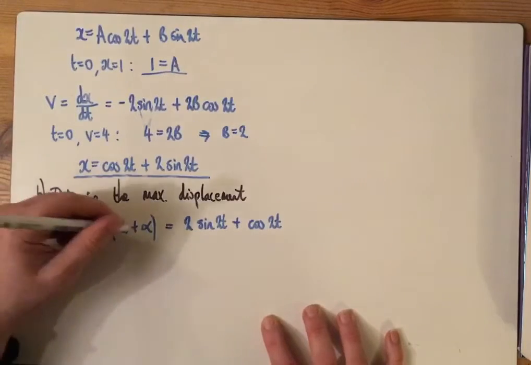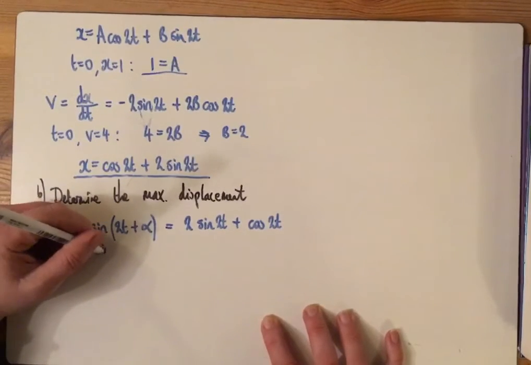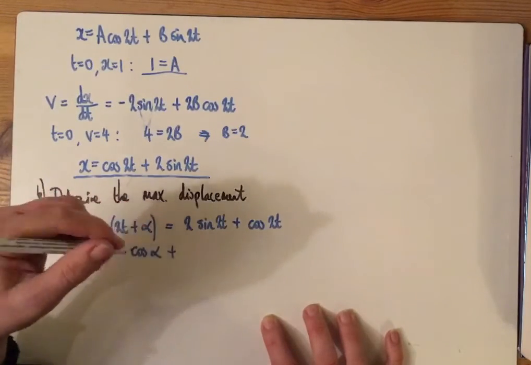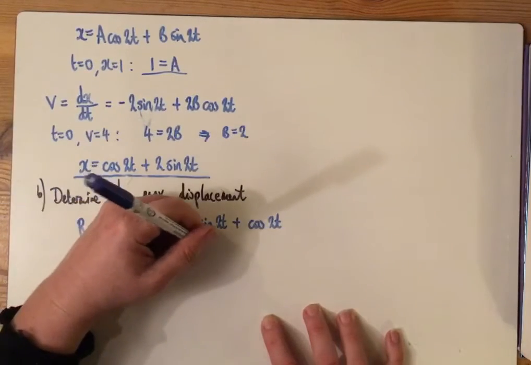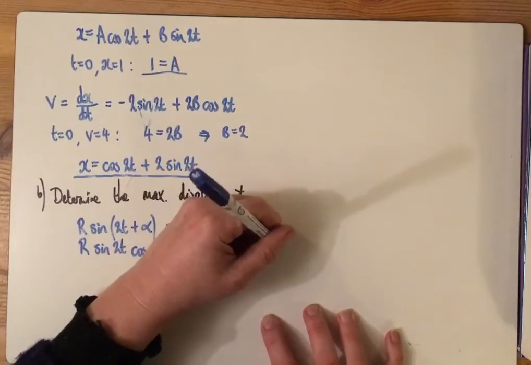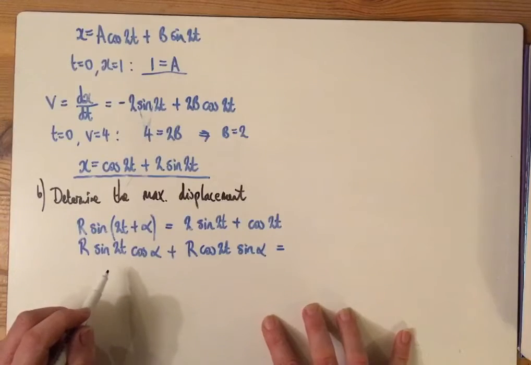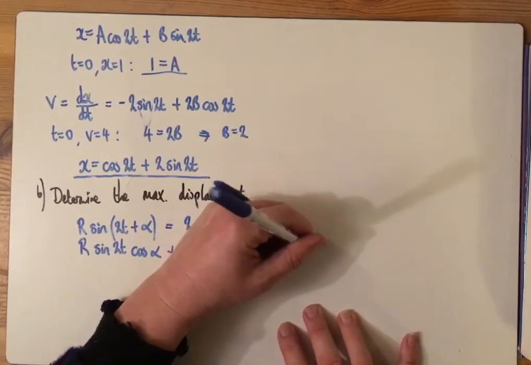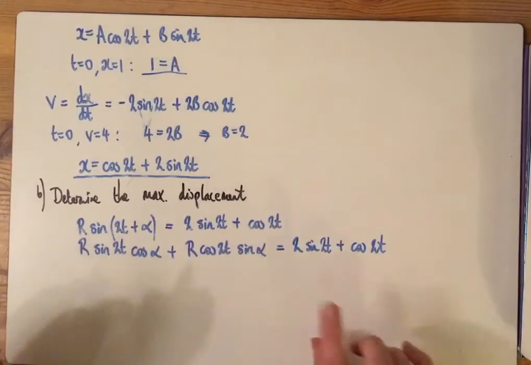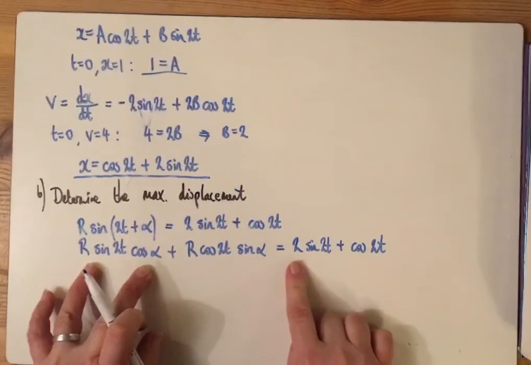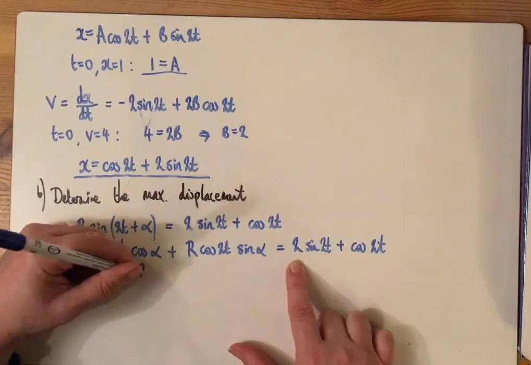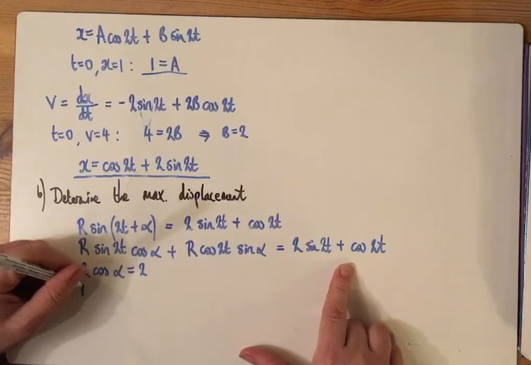So from here, if I expand this, I've got r sine 2t cos alpha plus r cos 2t sine alpha. This is all maths stuff that you did in trigonometry, and that's equal to 2 sine 2t plus cos 2t. Equating coefficients, r cos alpha is equal to 2, and r sine alpha is equal to 1.